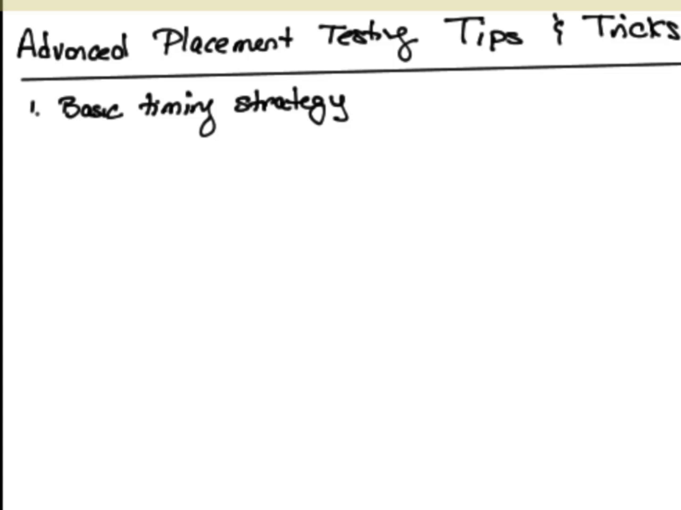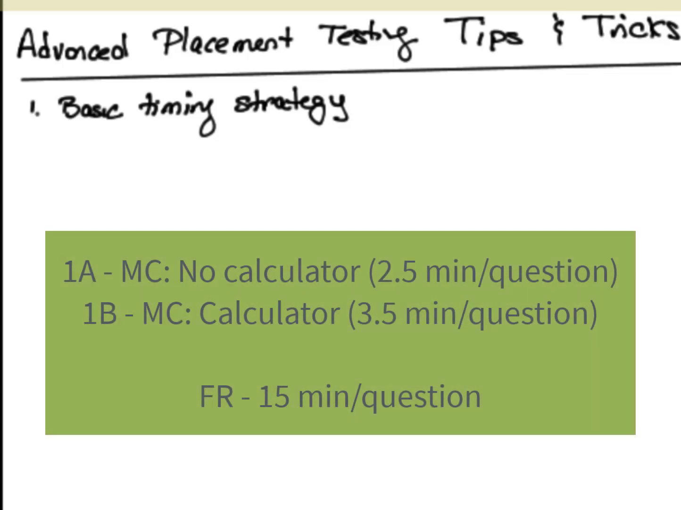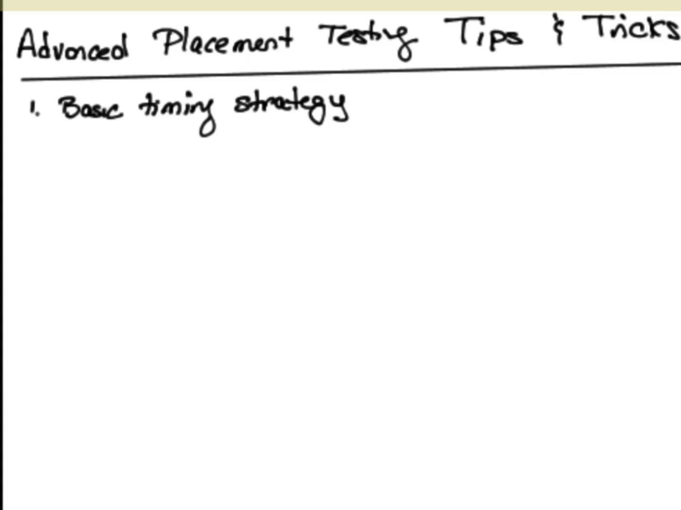The big thing about timing when it comes to this test, both in the multiple choice and the free response, is you should have a sense of how long each question should take you. A no calculator multiple choice question should take you about 2 to 2.5 minutes, and a calculator multiple choice question should take between 3 and 3.5 minutes. The free response questions are 15 minutes for all of them.